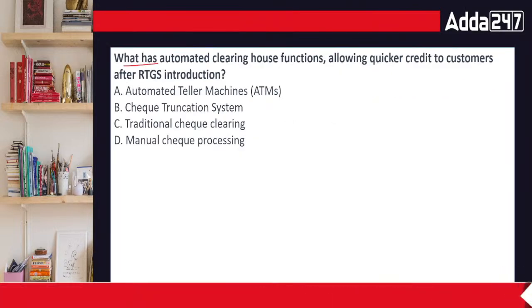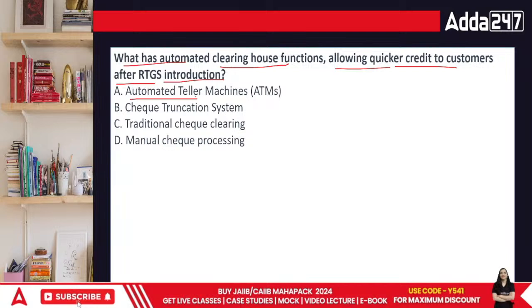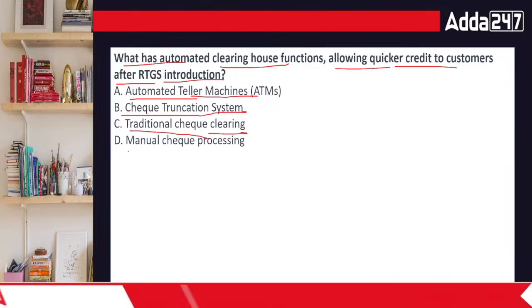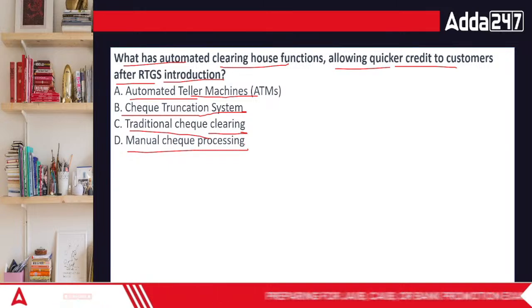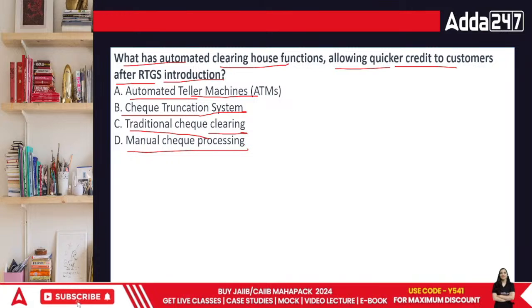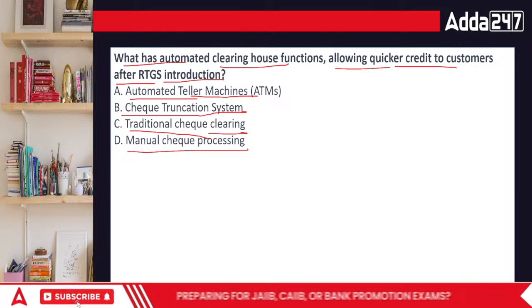Then which automated clearinghouse function allows quicker credit to customers after RTGS introduction? Automated teller machine, check truncation system, traditional check clearing, or manual check clearing. What would be the answer according to you, everyone? What would be the answer?